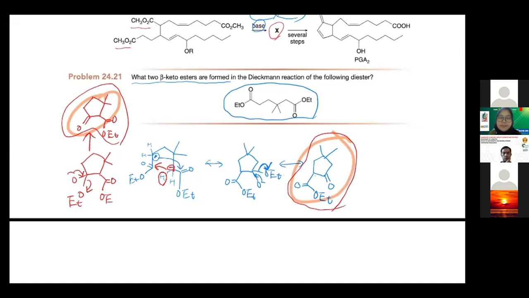So this one is the carbonyl, the carbon next to the dimethyl. This is the carbon next to dimethyl. They are different compounds, isomers. Because of the dimethyl, the methyl attached to the carbon here, the produced compound is different.